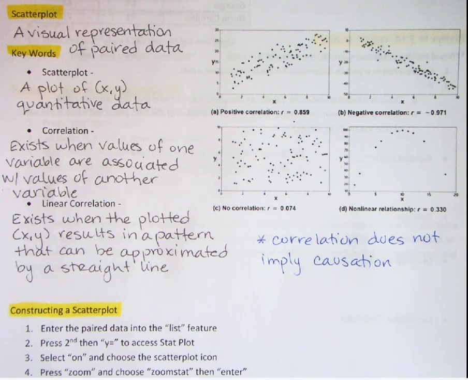Something to note is that correlation does not imply causation, meaning that just because two values are associated with each other does not mean that one value caused the other.